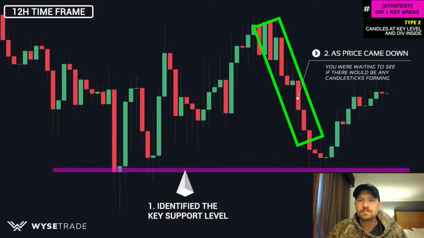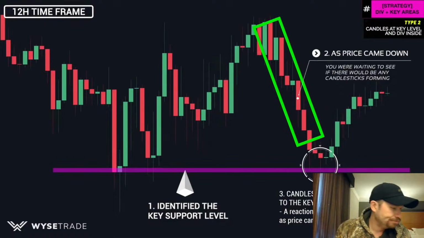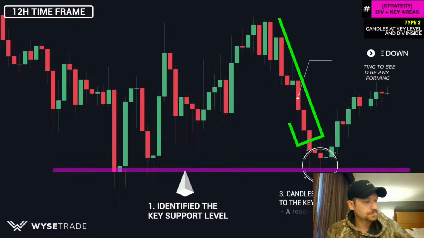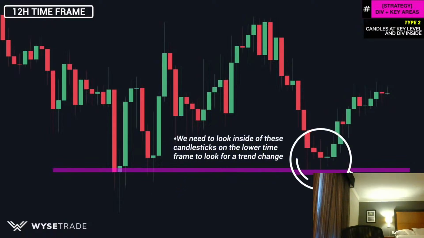You were waiting to see if there would be candlesticks forming. When price got to this area, you had multiple candlesticks with long wicks sticking out, showing that price is indeed reacting to this level. So most people would enter long right away. But again, that would be guessing because price can react and stall at a key level and still break right through. So what do we do? We need to look inside of these candlesticks on the lower time frame to see if there is price action that shows us that a trend change is occurring.